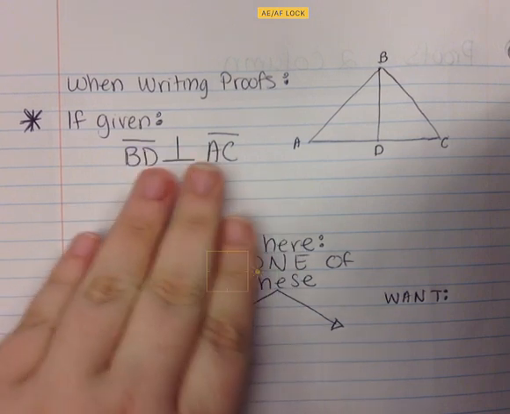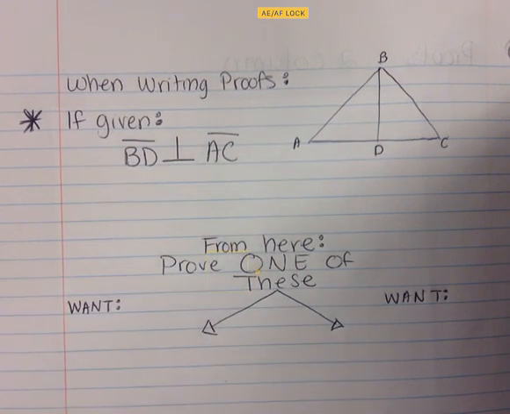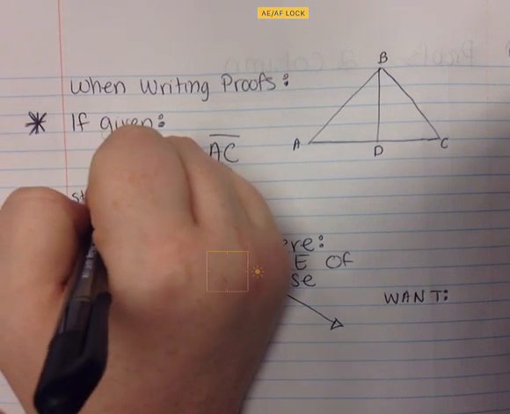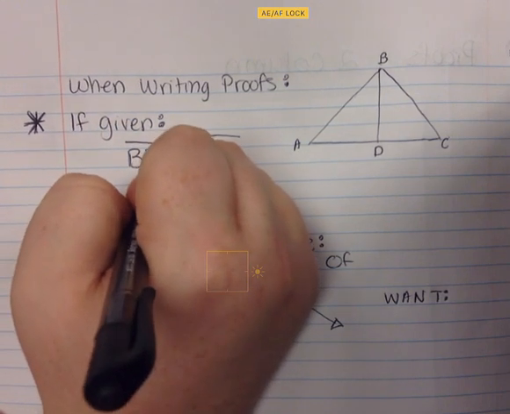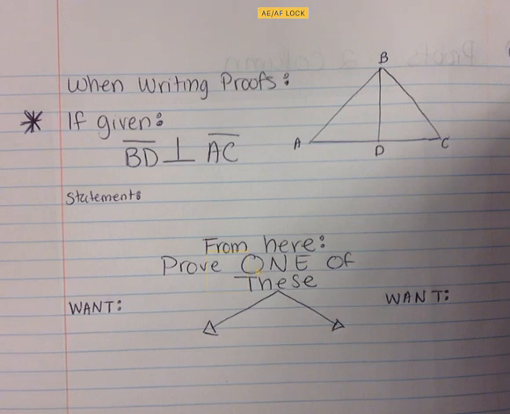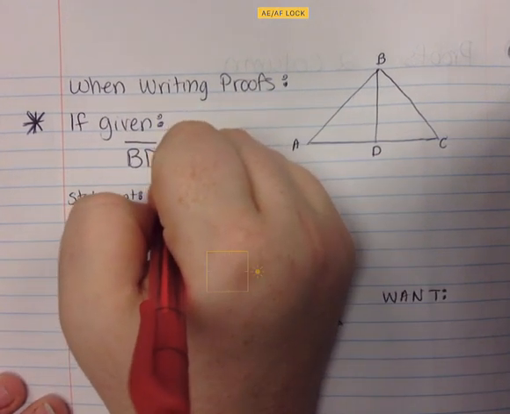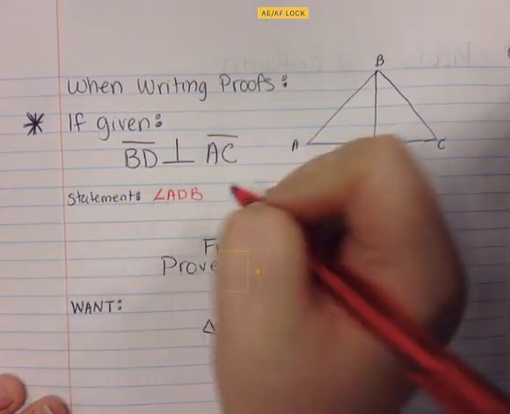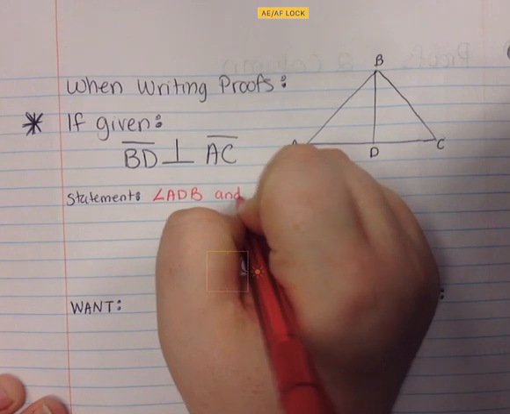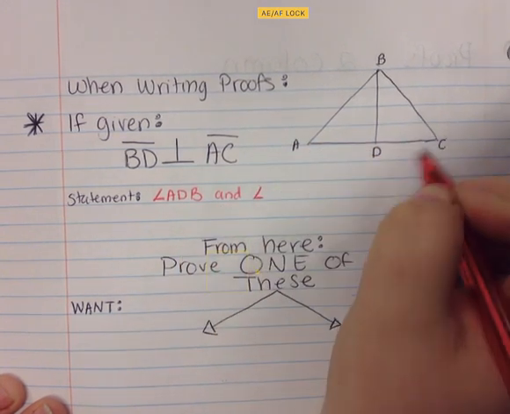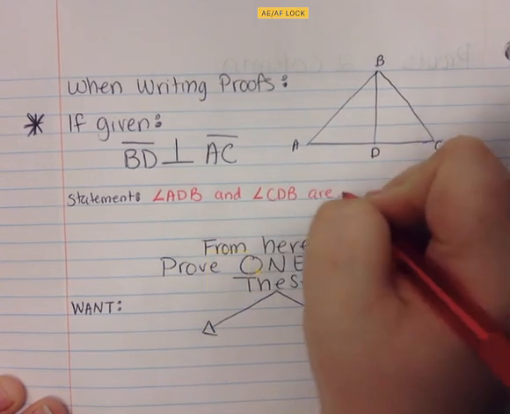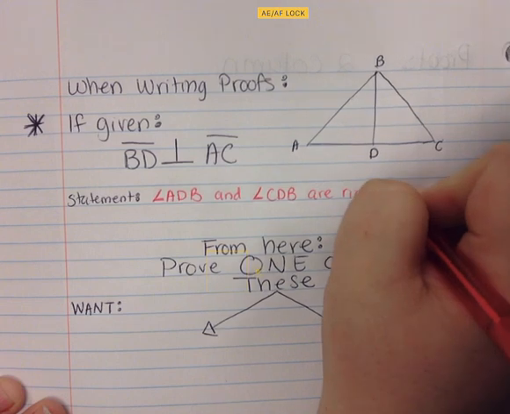So it is a word, it doesn't say congruent, so you would have to basically underline it or understand what perpendicular does. So in your statement, you would actually write that angle ADB and angle CDB are right angles.